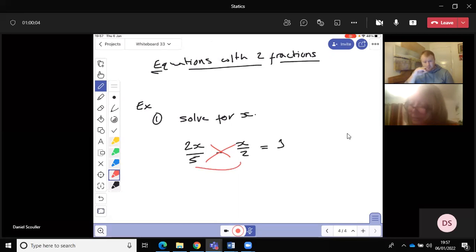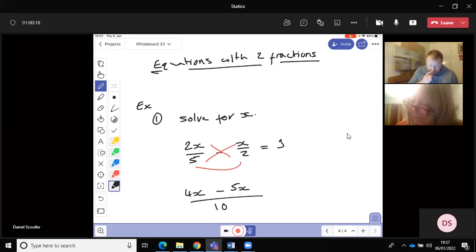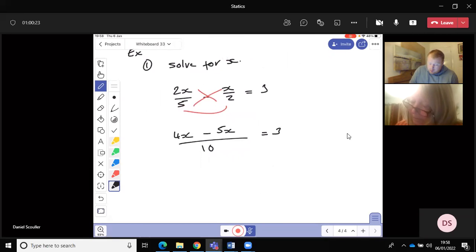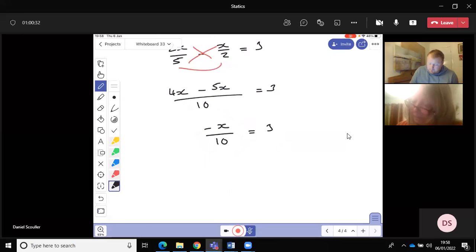So cross multiply and then multiply the two terms at the bottom. So 2x times 2, 4x, minus 5x, over 10, equals 3. We've got minus 1x over 10 equals 3. Move that across.